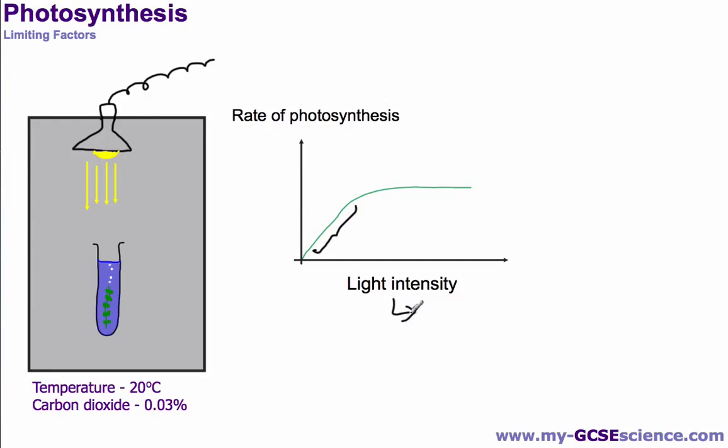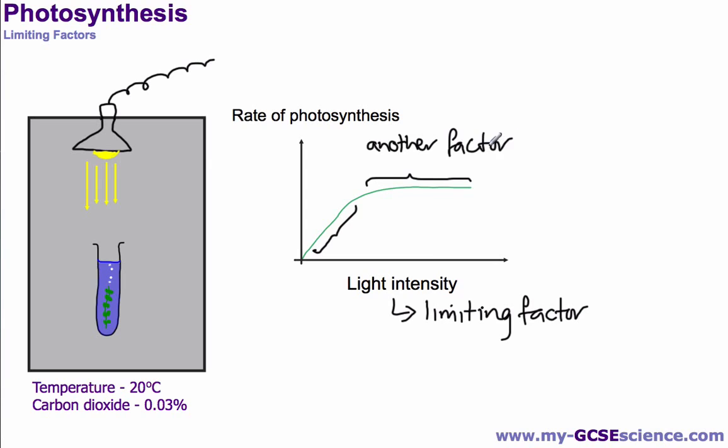So we say that light intensity is, for this experiment, the limiting factor. We know this because if we increase the light intensity, the rate of photosynthesis will increase. So we say light is a limiting factor. Over here for this region, if we increase the light intensity, the rate of photosynthesis does not increase, so we say something other than light intensity is the limiting factor. Another factor is limiting the rate of photosynthesis, and that factor is either going to be temperature or CO2.